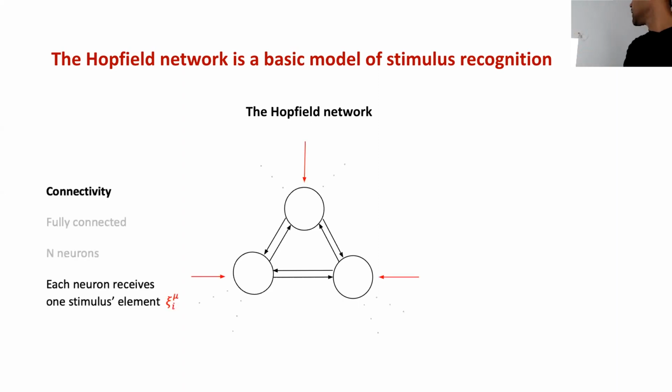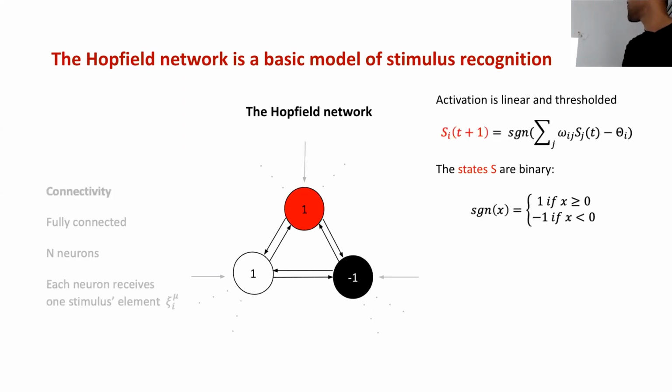It's fully connected. Each neuron in that network, these circles are neurons, just for a 3-neuron network, receives one stimulus element. So if a stimulus is an image, each neuron receives one pixel of the stimulus. The activation of each neuron is linear and thresholded. Here, the state S_i at the next time step will be the sign of the local field, which is all the afferent activity from all the neurons that send projection to that neuron, minus some threshold, and the state can be either 1 or -1 for activated or not activated. So with this simple rule, you can activate or not activate a neuron based on all the afferent input to that neuron.